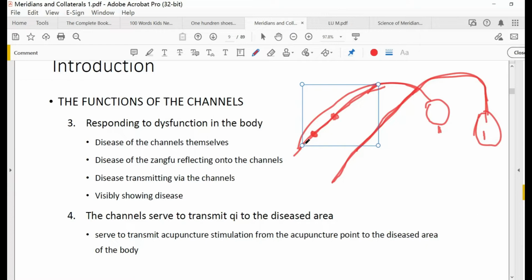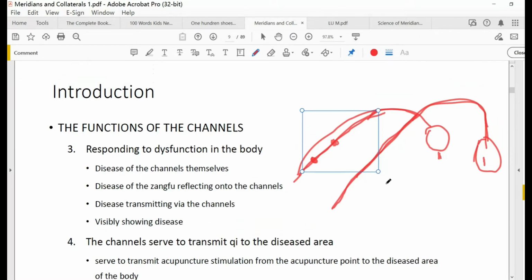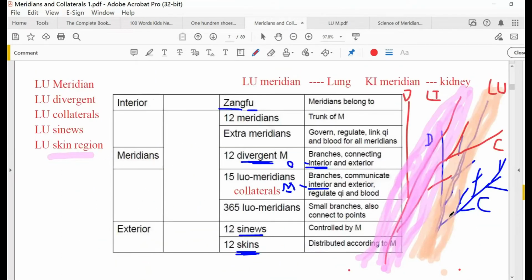If it's red, here is the lung, right? And that's the skin. If the skin looks red, it could mean there's some heat in the body or in the lung. Or if there's some purple color along the meridians, it could indicate, for example, blood stasis.